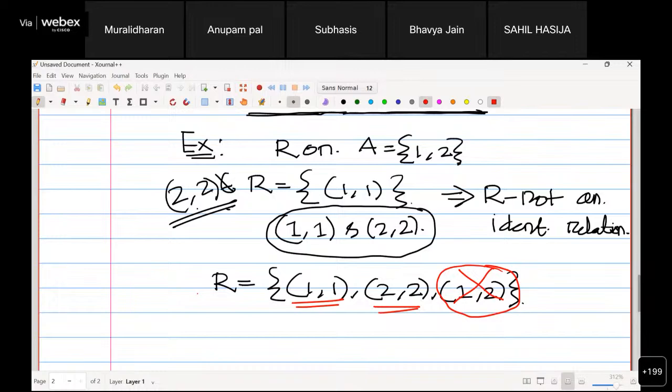In some sense, that is the difference between identity relation and reflexive relation, which I will come to just after this. So as you can see, this is not an identity relation.